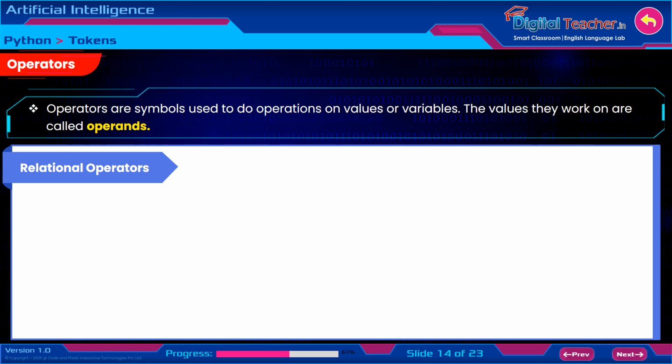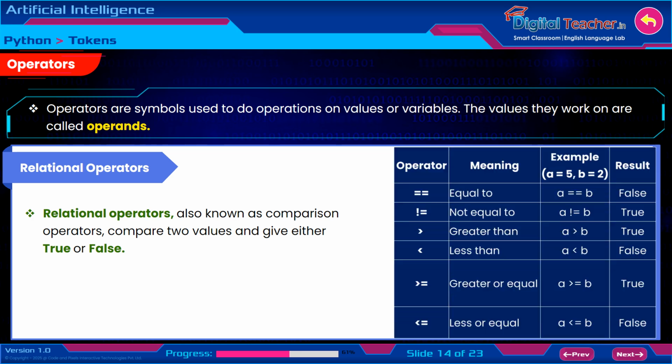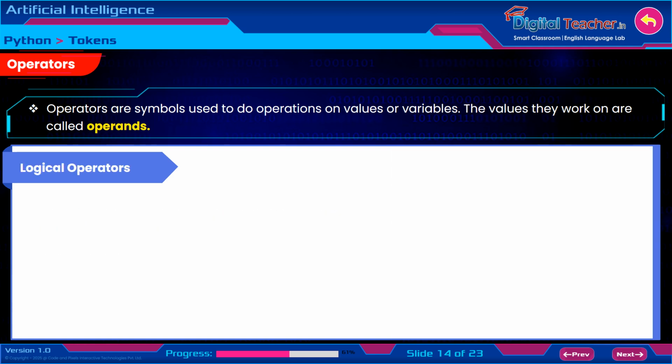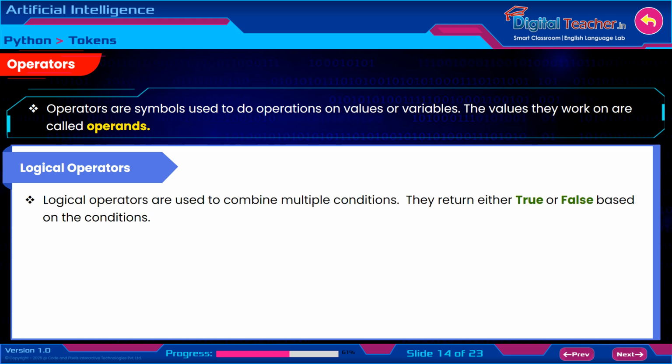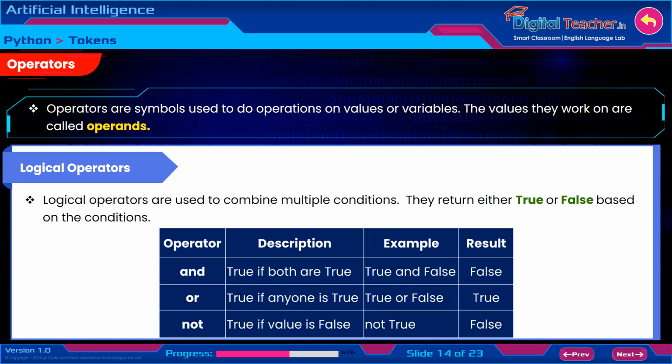Relational operators. Relational operators, also known as comparison operators, compare two values and give either true or false. Python provides the following relational operators. Logical operators. Logical operators are used to combine multiple conditions. They return either true or false based on the conditions. Python provides the following logical operators.